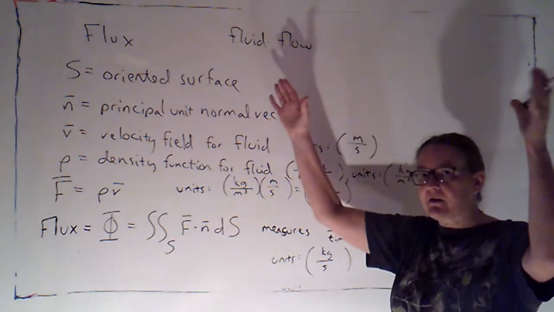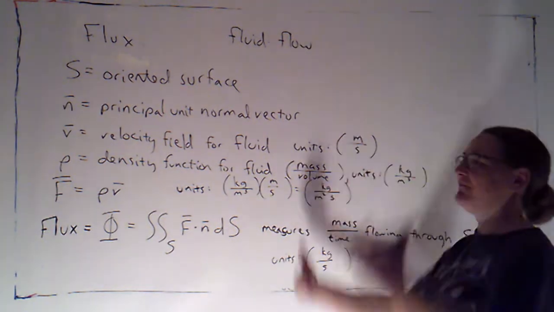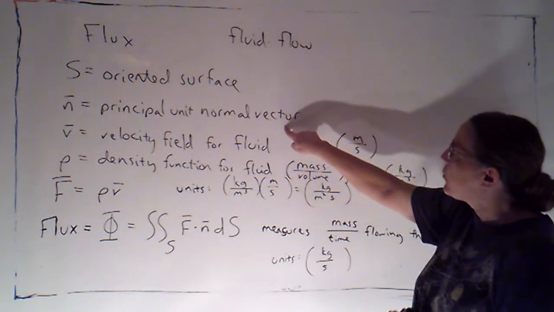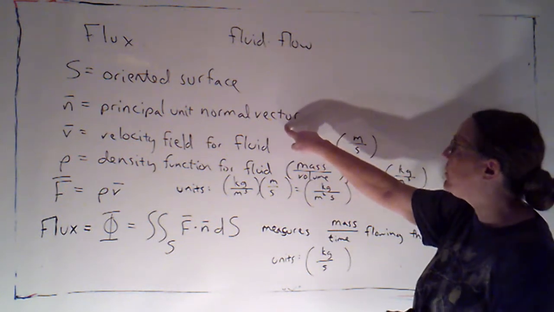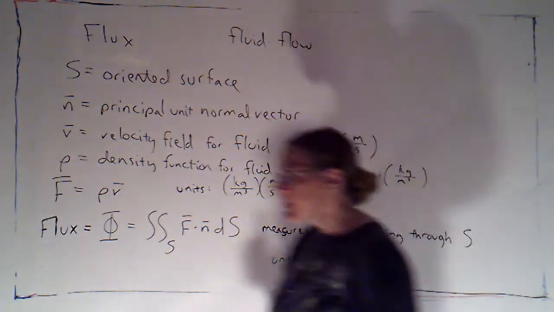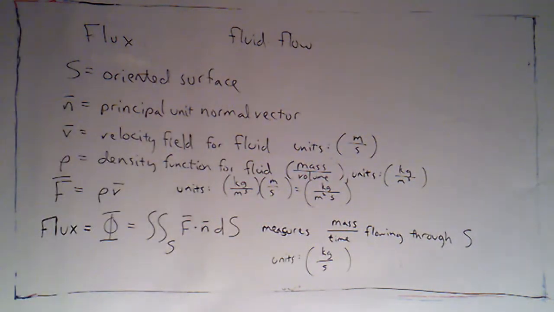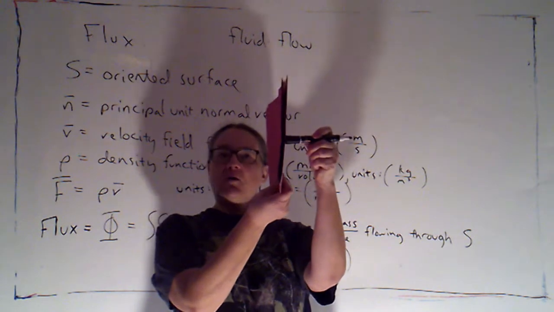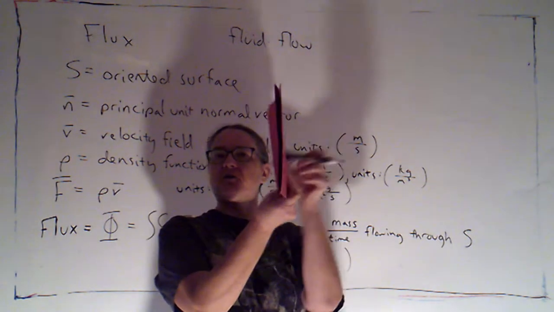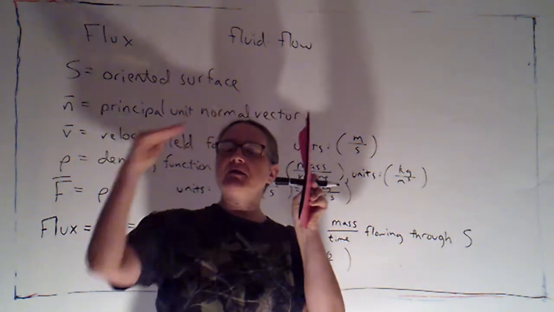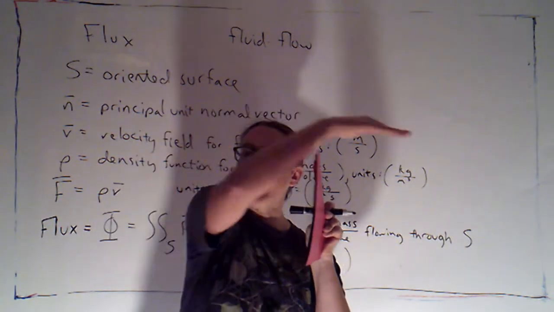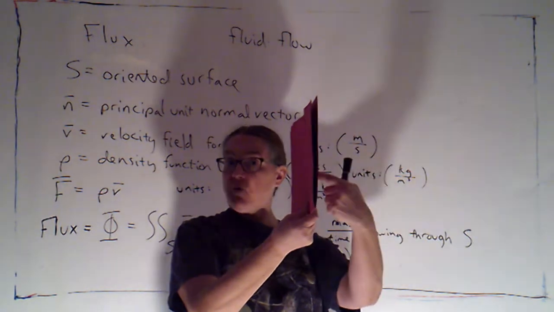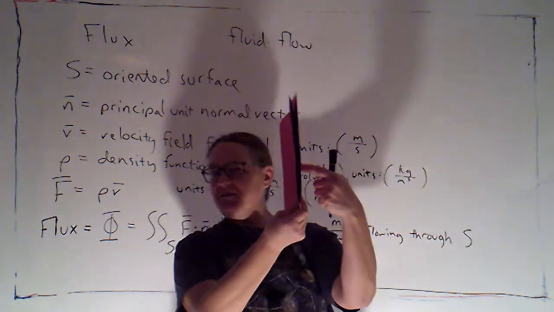So I'm imagining that I've got a river. I've taken my permeable surface. I've put it into the river. And if S is oriented, we're going to have N being its principal unit normal vector. So if I had my surface here that I put into the river, and this was the principal unit normal vector, then water flowing this way would count as positive flow in that direction. It's possible, however, that the water is actually flowing this way, and now I can say that's negative flow.